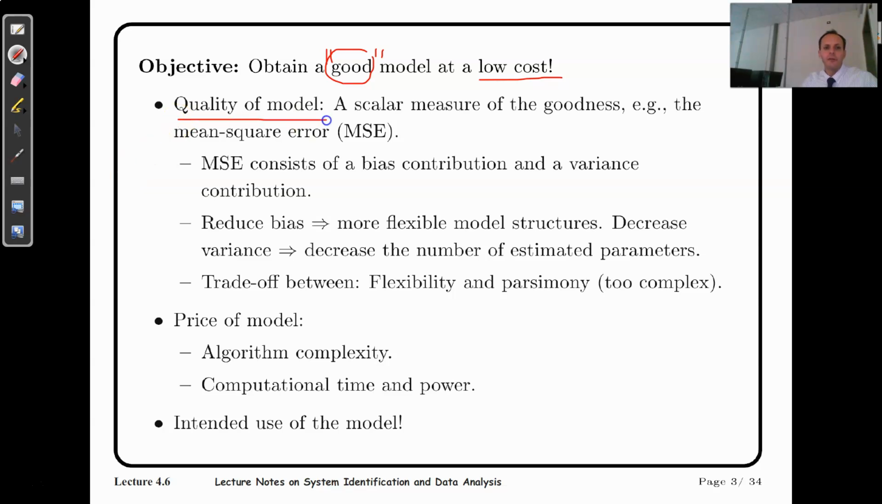Quality of the model is a scalar measure of goodness. Normally, we will see it is the mean square error, which is a comparison between the real, the measure, and the prediction, or the measure and the simulation. Normally, the mean square error depends on two factors and has a bias contribution and a variance contribution.